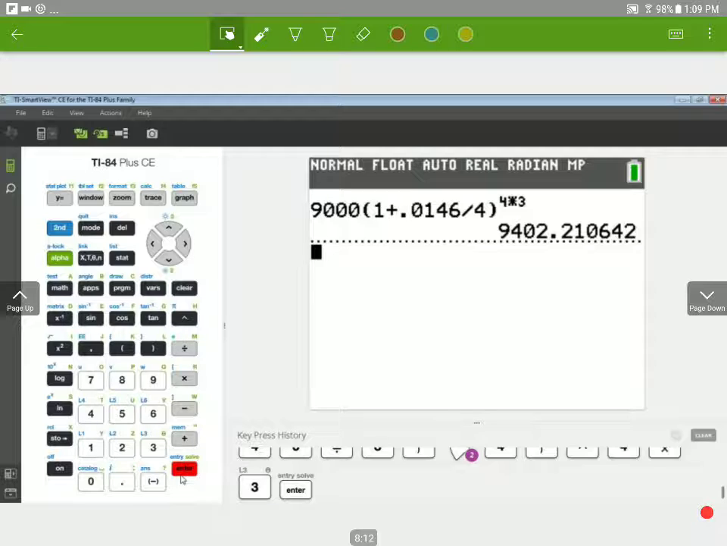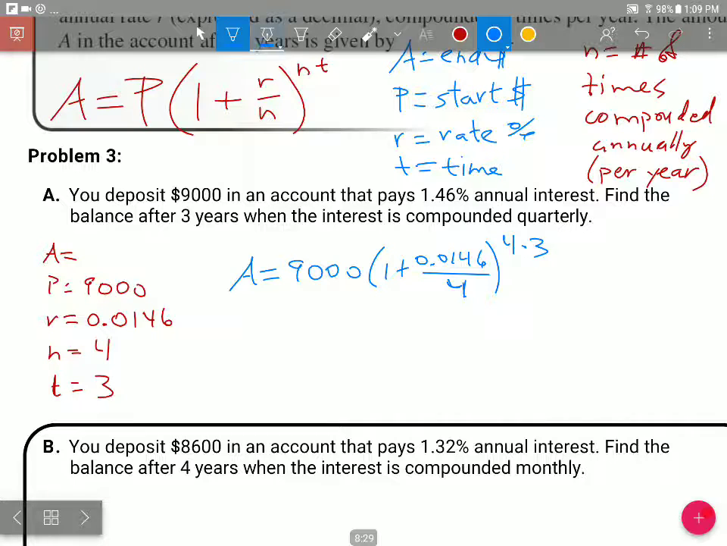$9,402.21. Question. Why did I stop after 2 decimal places? Because it's money. Exactly. You're talking about money, you want 2 decimal places. Trust me, your bank will round to the penny. They want their pennies. Again, that's just how accountants are. My father was an accountant. They go down to the pennies. I love my father. That's just how it is, though.